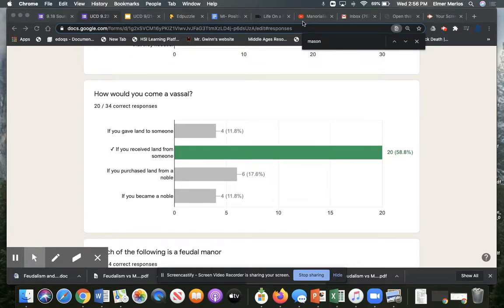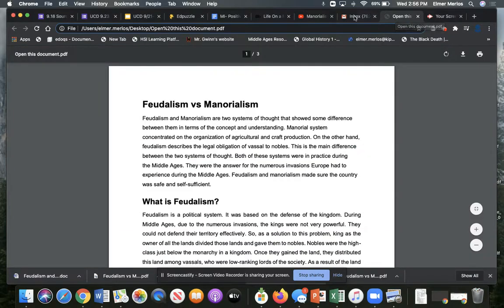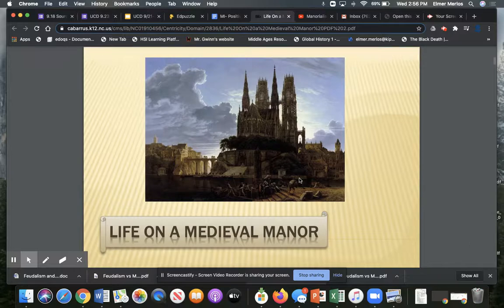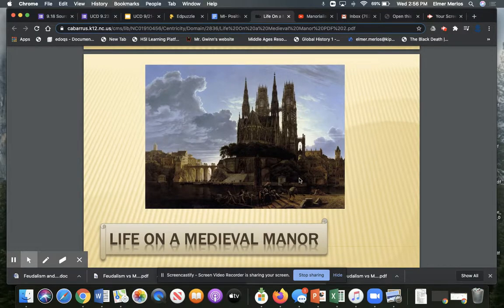Okay, so that's that. Today we're going to talk about the manor system. There are going to be some questions embedded here. I will be checking and see how you do on this. Okay, so obviously this could be a manor, a very fancy manor with a big castle at the center. A very powerful lord probably lives here.